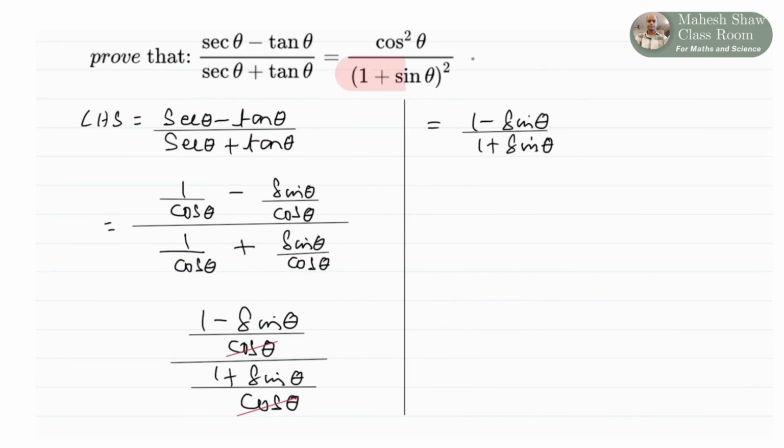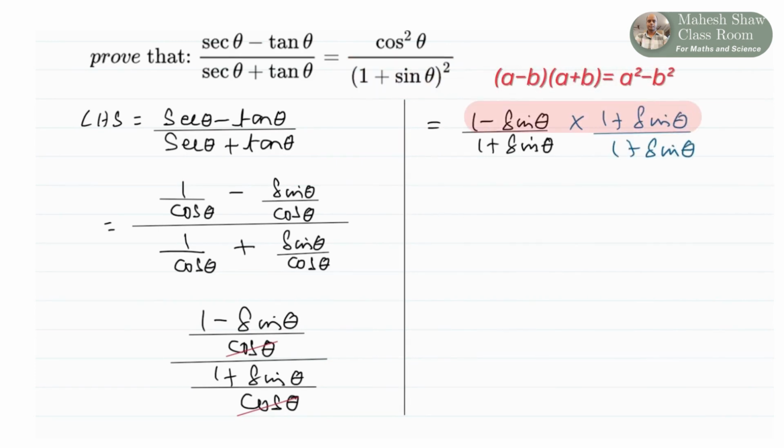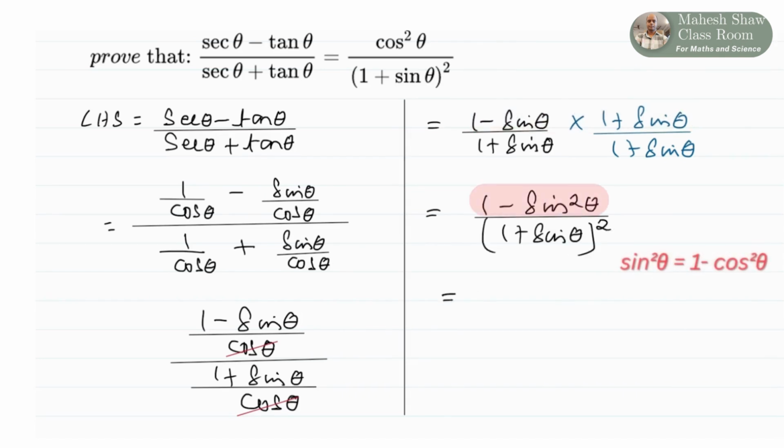Now since we need 1 plus sin, we'll be multiplying and dividing by 1 plus sin. So it results to give 1 minus sine into 1 plus sine, which is 1 minus sine square theta, and that divided by 1 plus sine theta the whole square. We know that 1 minus sine square is cos square, so this is cos square over 1 plus sine theta the whole square, and that is equal to the RHS.